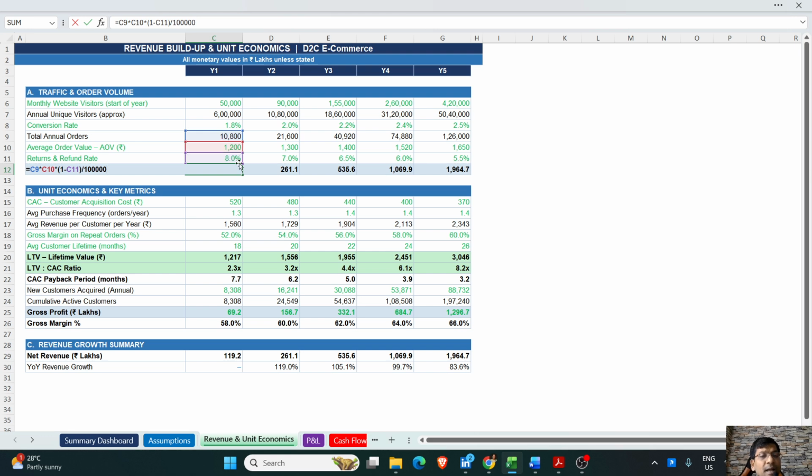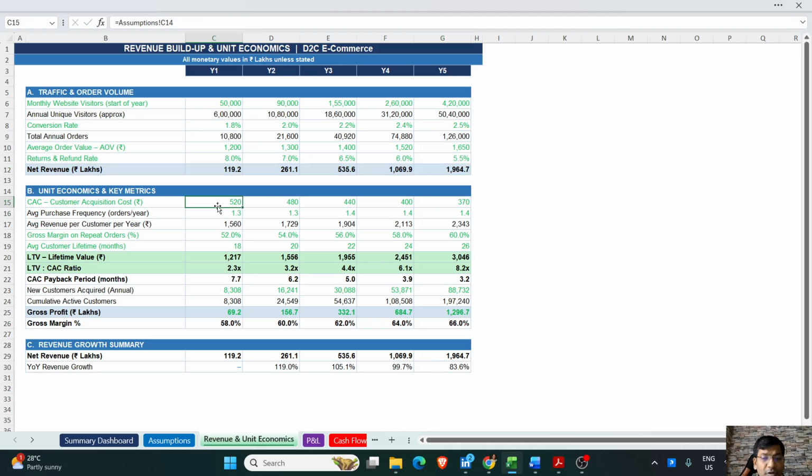That gets multiplied by 1 minus 8%, because 8% of that will be a return and refund case. So 92% of that will get translated into my revenue, right? So that becomes my net revenue in rupees lakhs, and a similar formula goes for the final year as well.